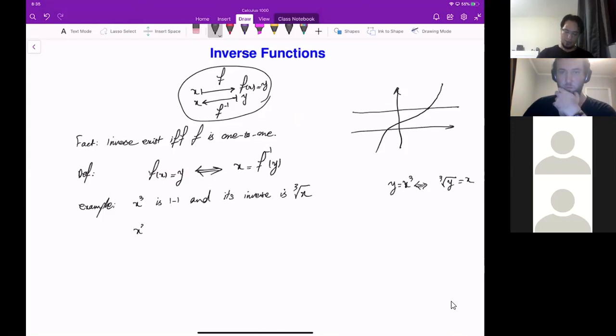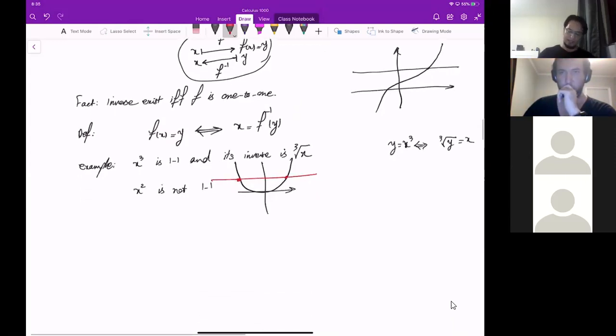But x squared is not one-to-one. So the graph you look at is like that, and you see that a horizontal line intersects it more than once. As the definition goes, so this is another fact. Well, it's not a fact, it is very close to the definition.